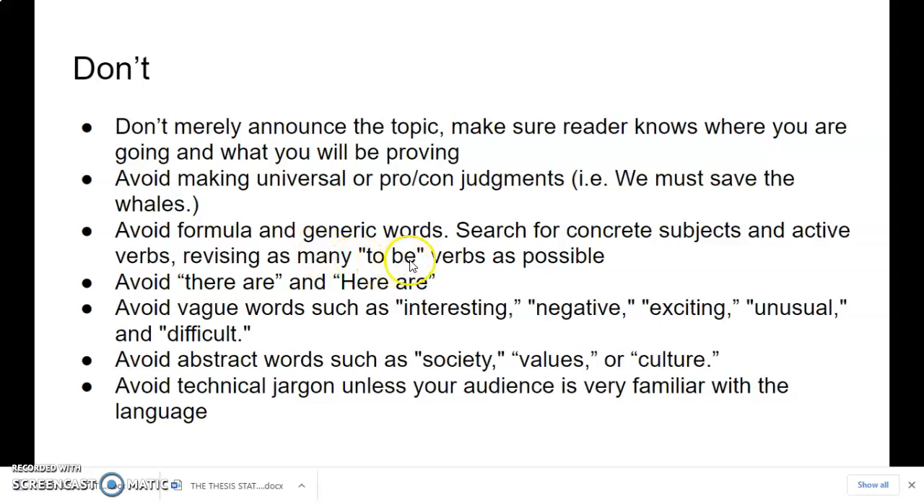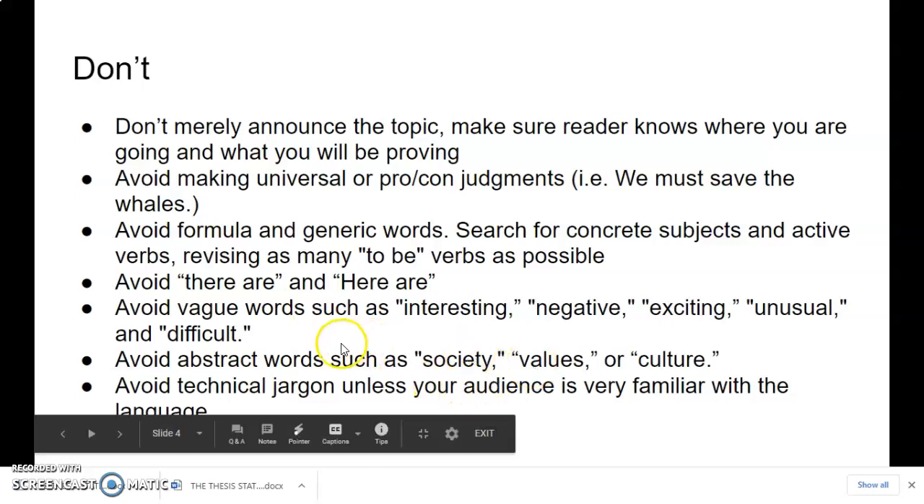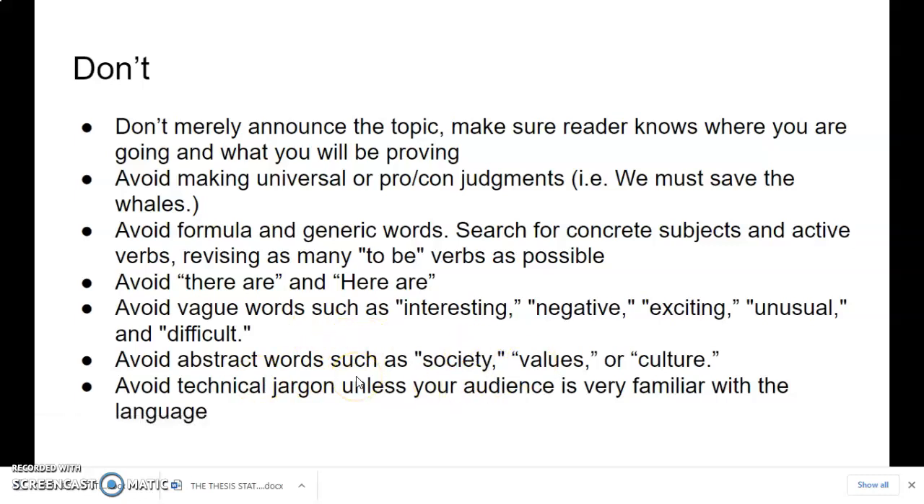Again, don't use "to be." Yeah, don't use "to be." And then, of course, take away "there are" or "here are." Avoid definitely these words, and these are my banned words: interesting, negative, exciting, unusual, difficult. Avoid abstract words such as society, values, or culture. Avoid jargon, unless your audience is familiar with that.